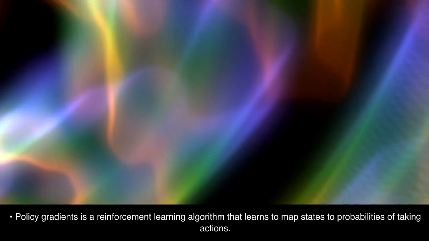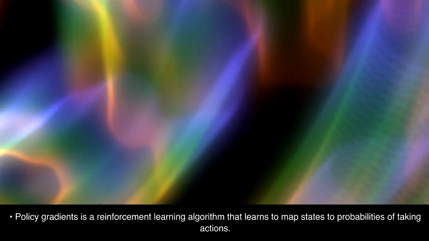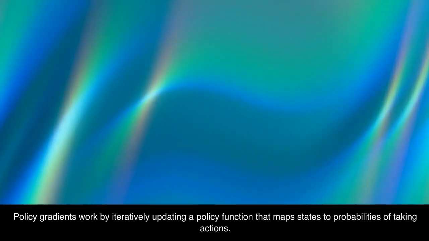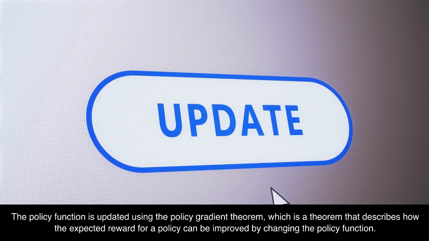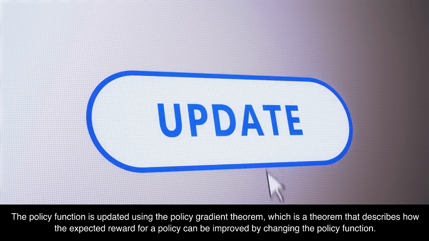Policy gradients is a reinforcement learning algorithm that learns to map states to probabilities of taking actions. Policy gradients work by iteratively updating a policy function that maps states to probabilities of taking actions. The policy function is updated using the policy gradient theorem, which is a theorem that describes how the expected reward for a policy can be improved by changing the policy function.